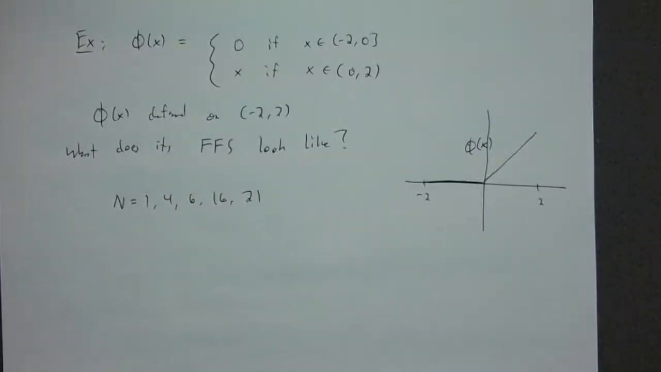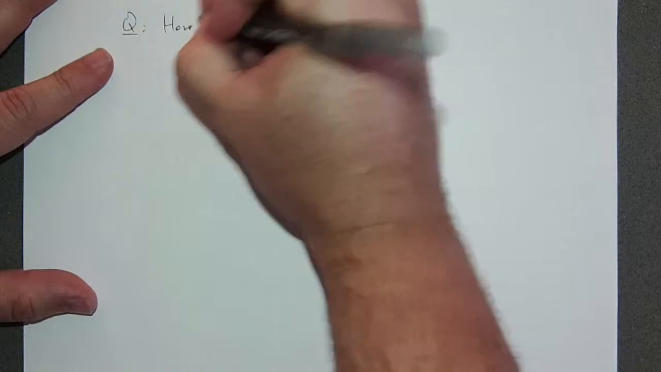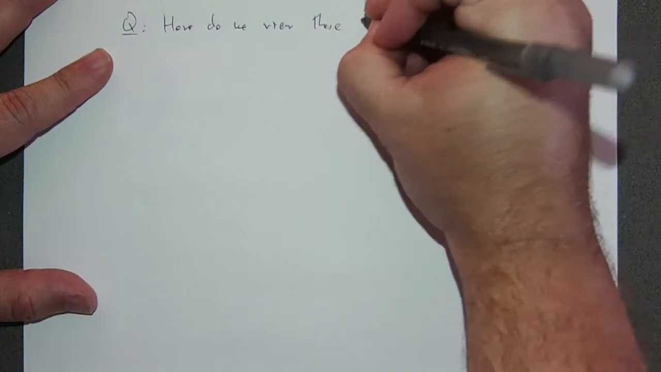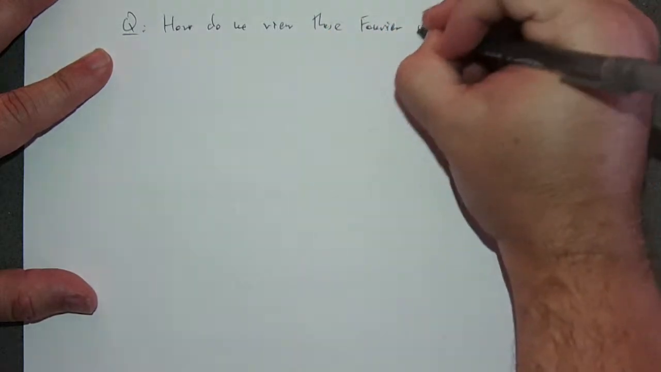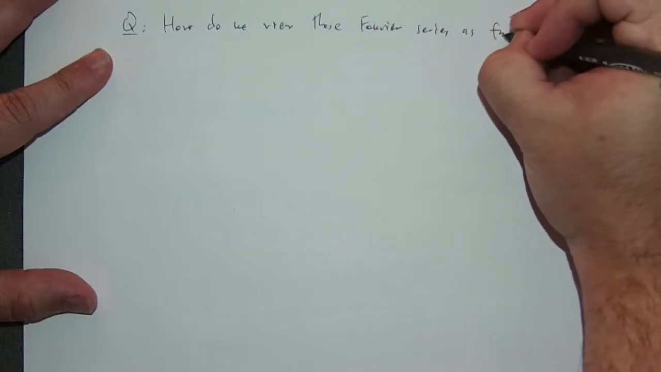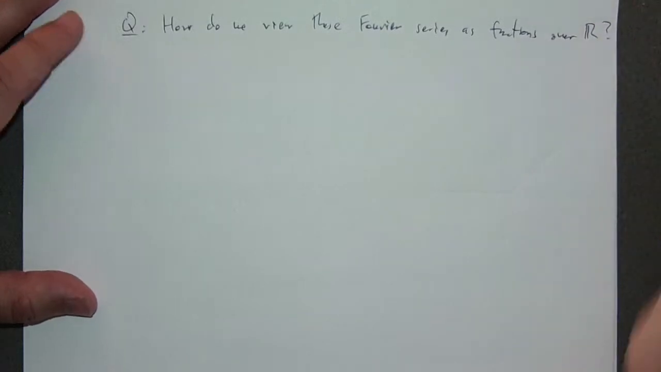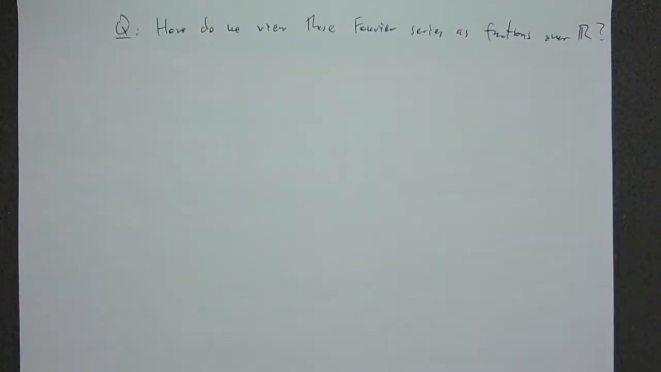Let's put all of these observations into words. Okay, so how do we view the three Fourier series as functions over R? How do we view these Fourier series as functions over R? And the answer is the following.